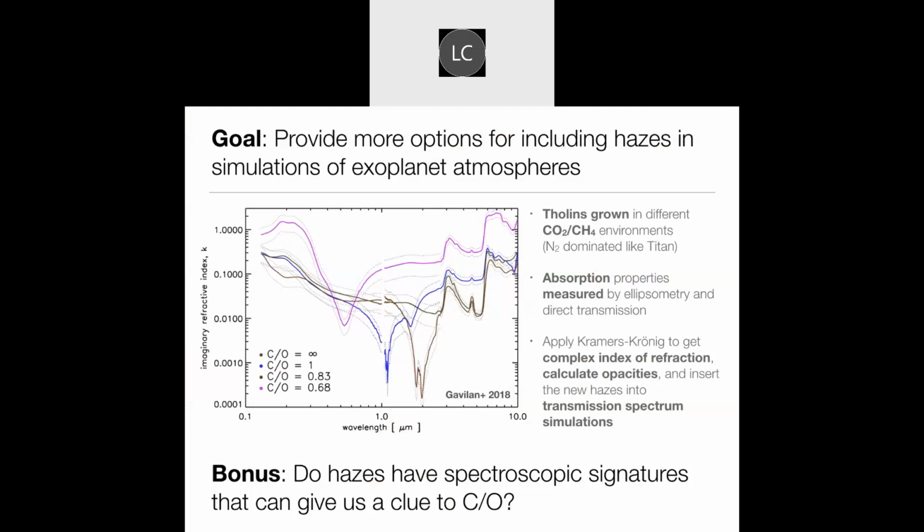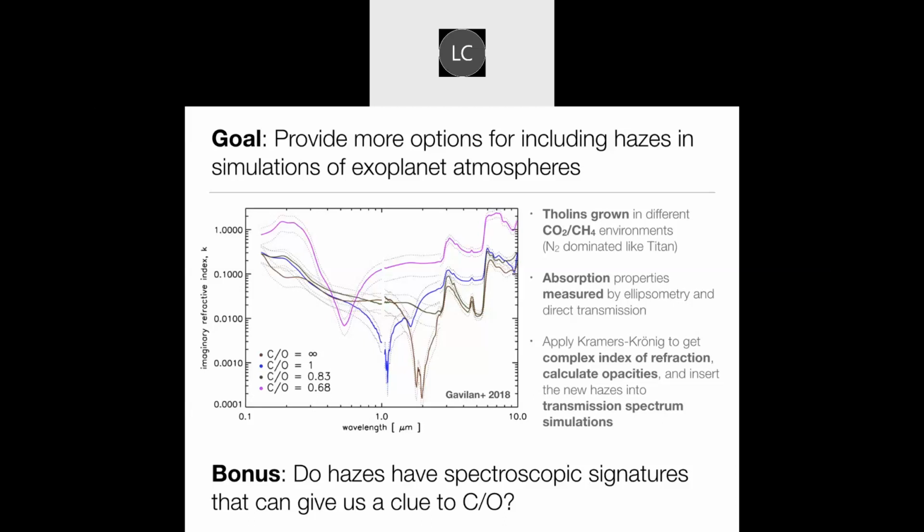In particular, there was recent work by Gavilan et al. in 2018, where they grew tholins in different CO2 to CH4 environments. It's still an N2 dominated environment like Titan, but we've added some different carbon and oxygen bearing species, giving us a rough sense for a C to O ratio and how that affects the growth as well as the absorption properties of tholins. These absorption properties were measured from about 0.13 microns all the way out to 10 microns with a variety of techniques, both ellipsometry and direct transmission.